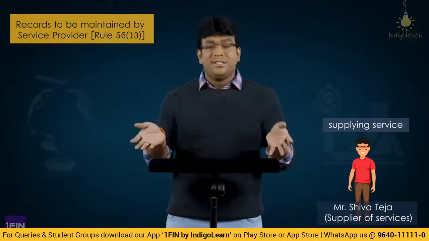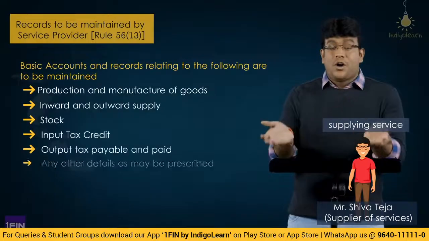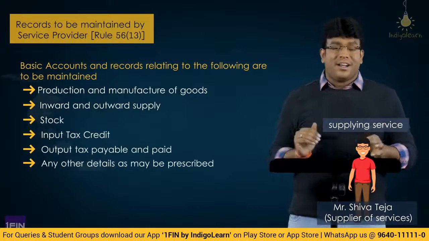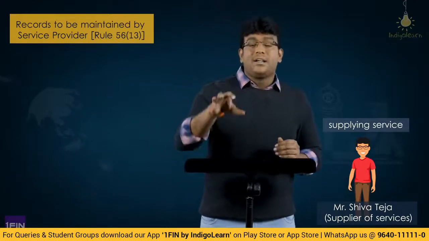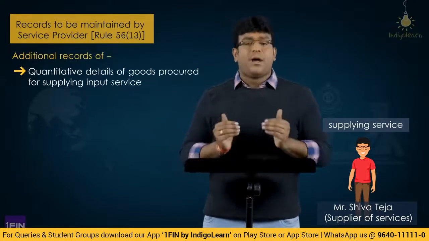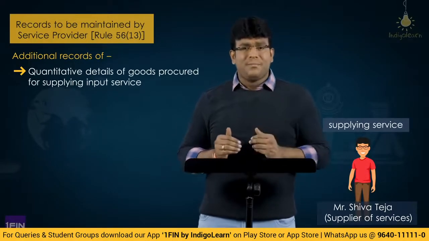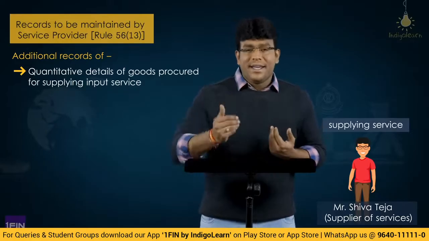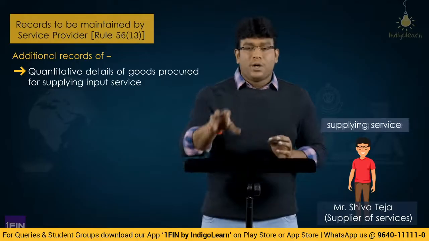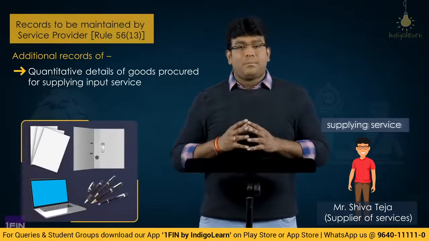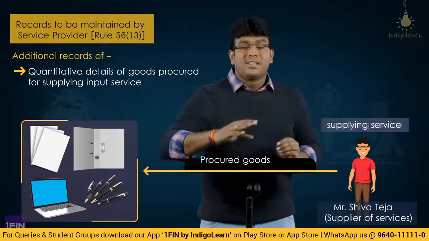Normal records, very common, that is inward supply, outward supply, stock of goods. Is there anything like stock of goods? It is not possible because I am a service provider. But what are the additional records? I should also maintain records of quantitative details of any goods which I have procured for the purpose of supplying my service. For example, when I am Shivateja engaged in supplying services, there is a possibility that for my office use, I would have procured some stationery, I would have procured some laptop or any particular goods which are used for the purpose of supplying service.